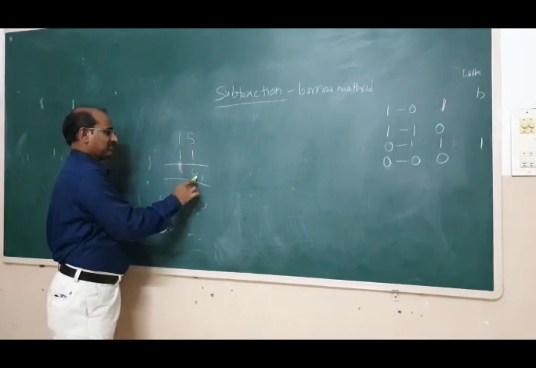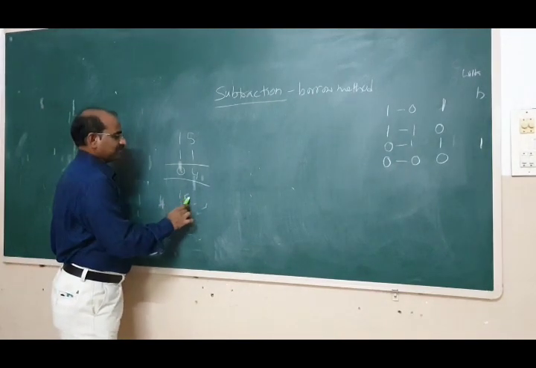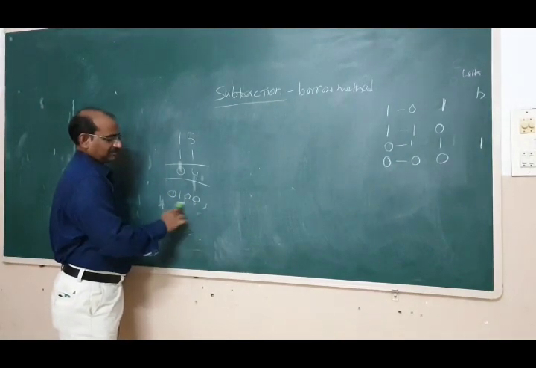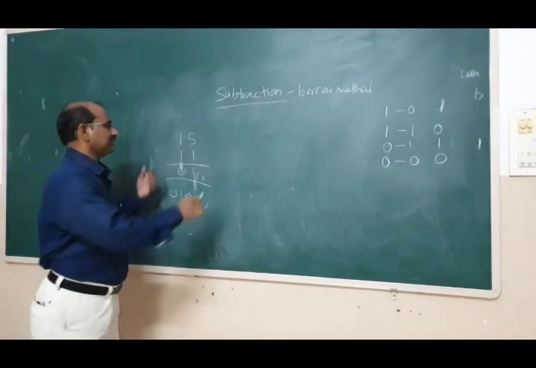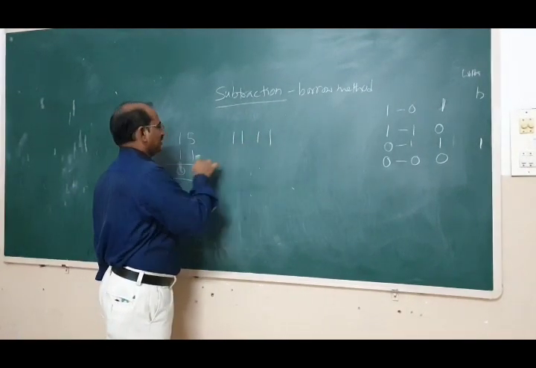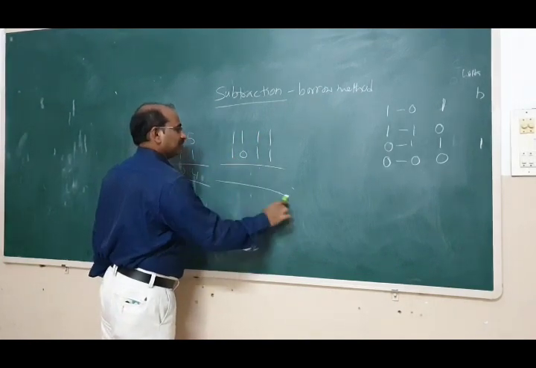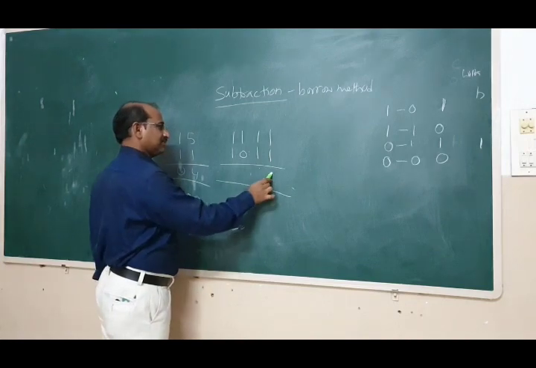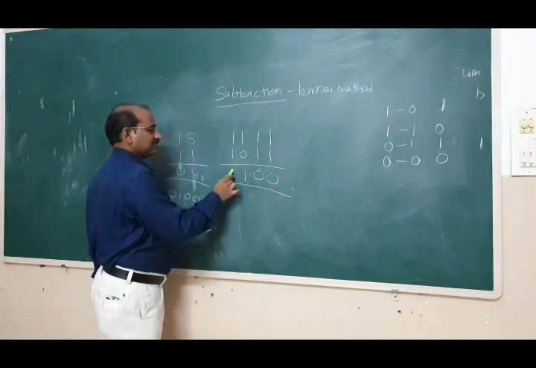5 minus 1 is 4. This is 0. And what is 4? 100 you should get. If you want to write it in nibble, you add a 0. 100 you should get. What is 15? What is 11? 8 plus 2 plus 1. No. 1 minus 1, 0. 1 minus 1, 0. 1 minus 0, 1. 1 minus 1, 0.